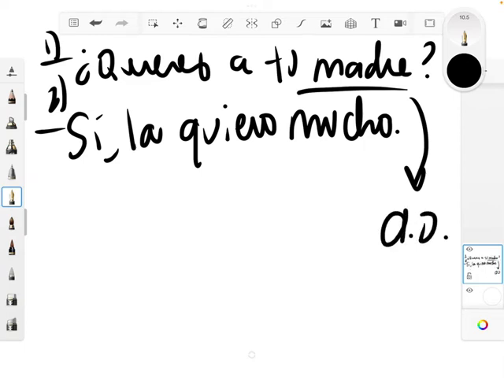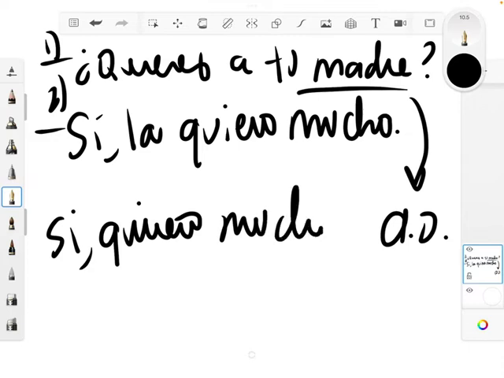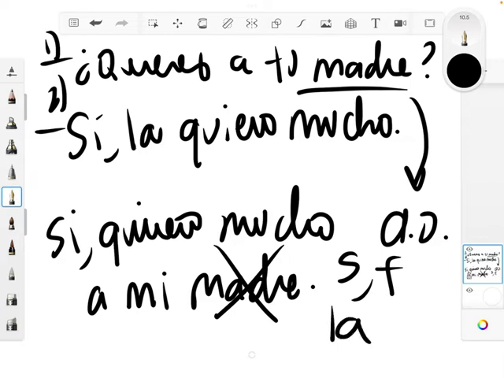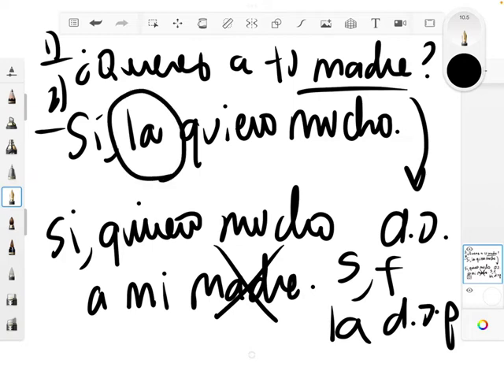In the response, I could say, sí, quiero mucho a mi madre. But to avoid repetition, we replace madre with a pronoun that fits. And which one fits? Madre is singular and feminine and third person. So we're going to use la. So that's going to be our direct object pronoun. And it's going to replace madre before the conjugated verb, which is quiero.